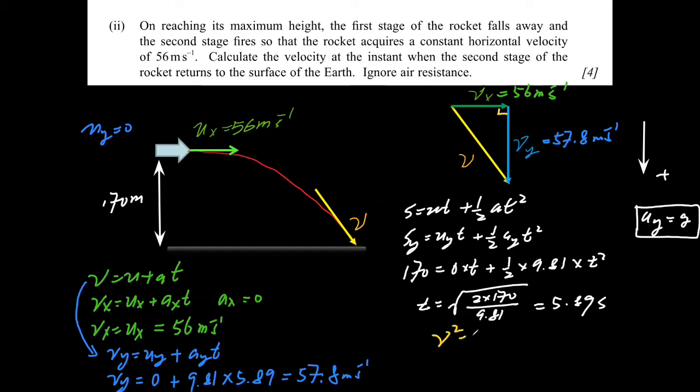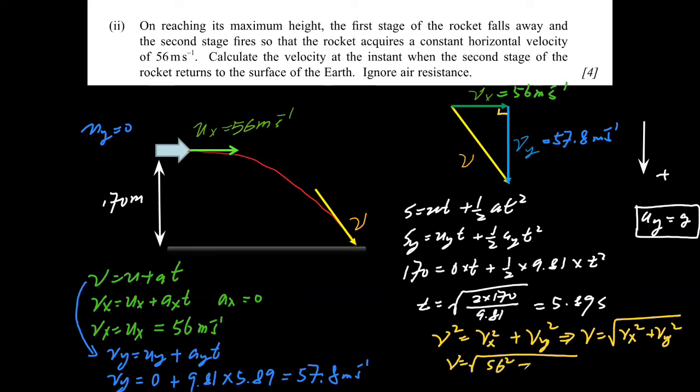Use the Pythagorean theorem. V squared equals vx squared plus vy squared. Let's plug in: 56 squared plus 57.8 squared. That gives us 80.4 meters per second. The question is asking for the velocity, and velocity is a vector quantity with direction.